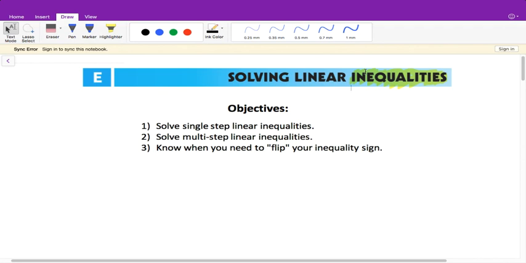All right, so our objectives for today are going to be solving single-step linear inequalities, so just solving where there's one thing that we need to do, multi-step linear inequalities, and then you'll need to know when to flip your inequality sign. That's the one thing that is different than when you're solving an equation. Everything else is exactly the same. Let's talk about a couple things first before we start solving anything.